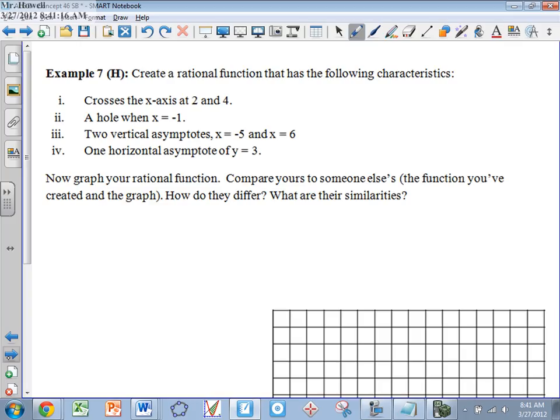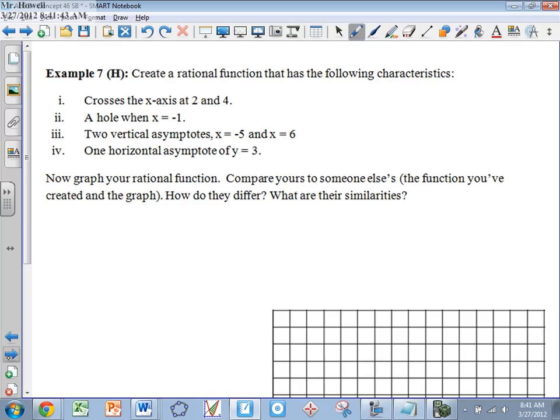And then criteria 4 is a horizontal asymptote at y equals 3. Okay, so make sure those are identical. I know they're different. Please correct what you see on your paper. Now, what I want you to do is come up with an equation that represents what you see here. And this is not easy. You need to think about what a y-intercept is, and what an x-intercept is, and what a vertical asymptote is, and what a hole is here.